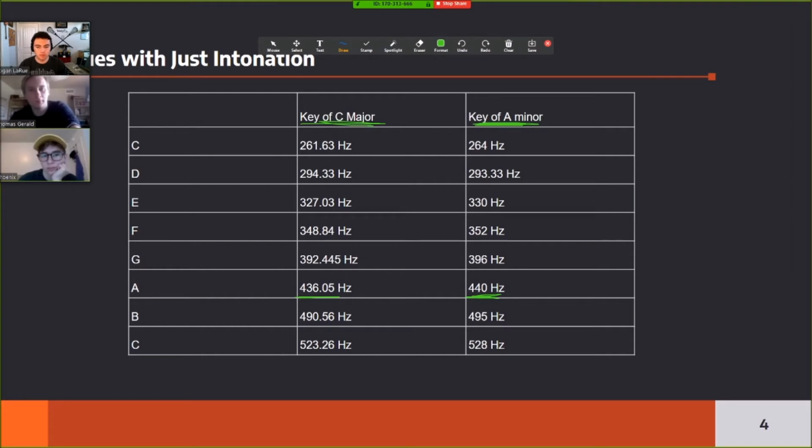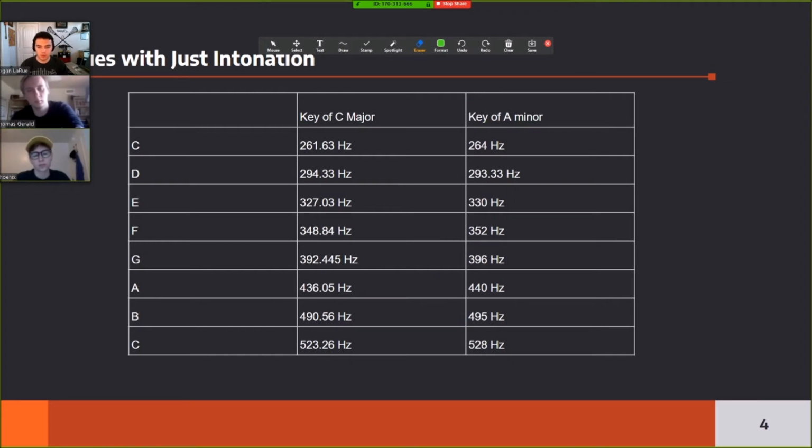So that's why we don't use just intonation. It's because anytime a piece of music wants to change key, you have to change your entire tuning. Otherwise, your entire piece will sound out of tune when you're in that key. So just intonation only works in the key that is based off of the fundamental frequency that it's in.